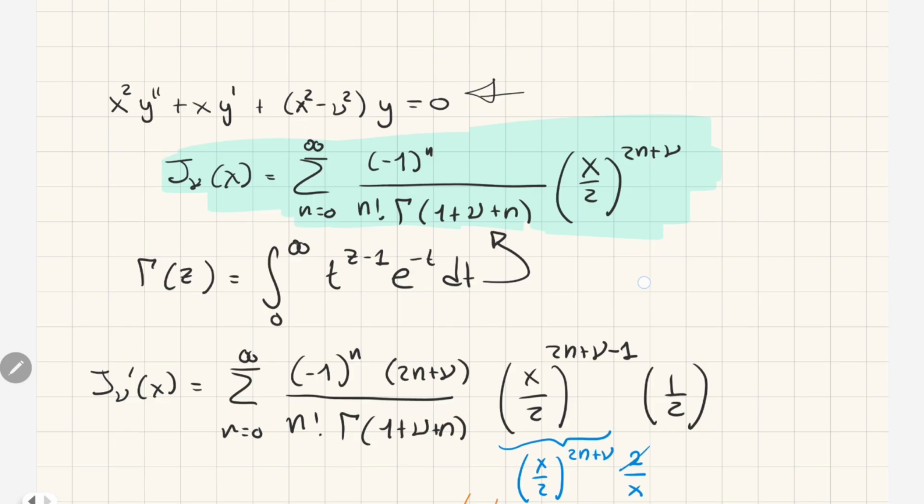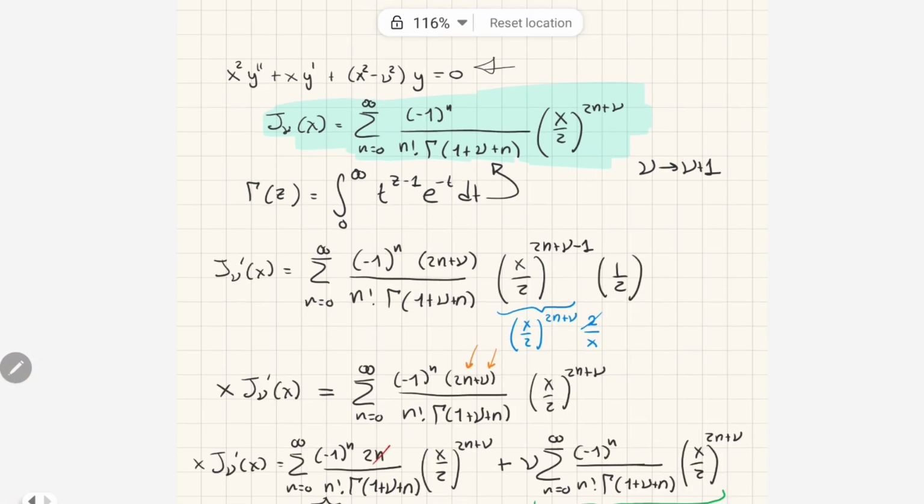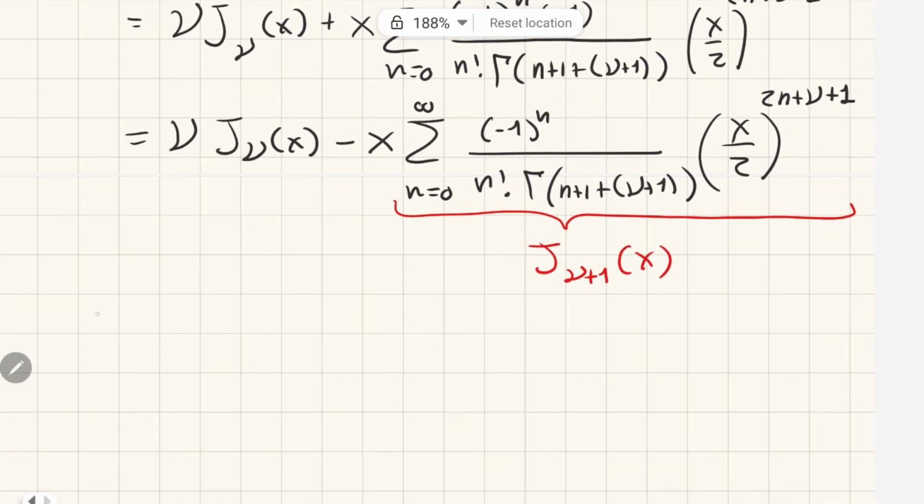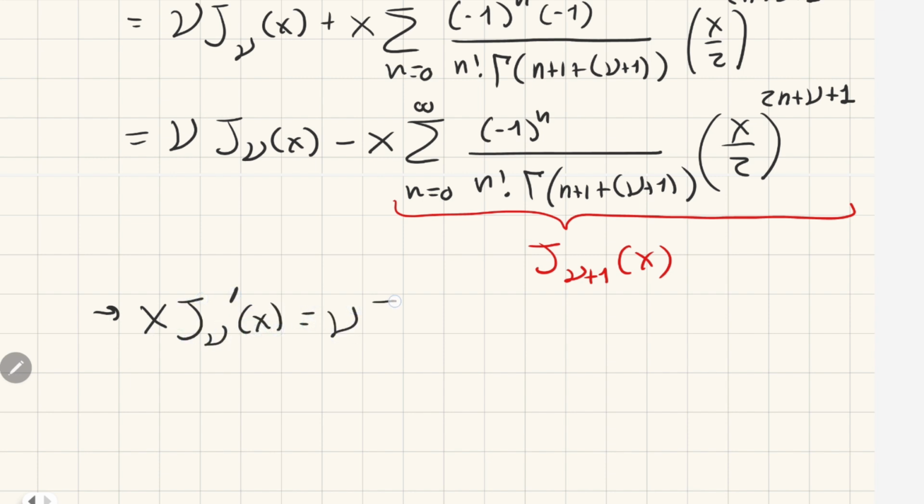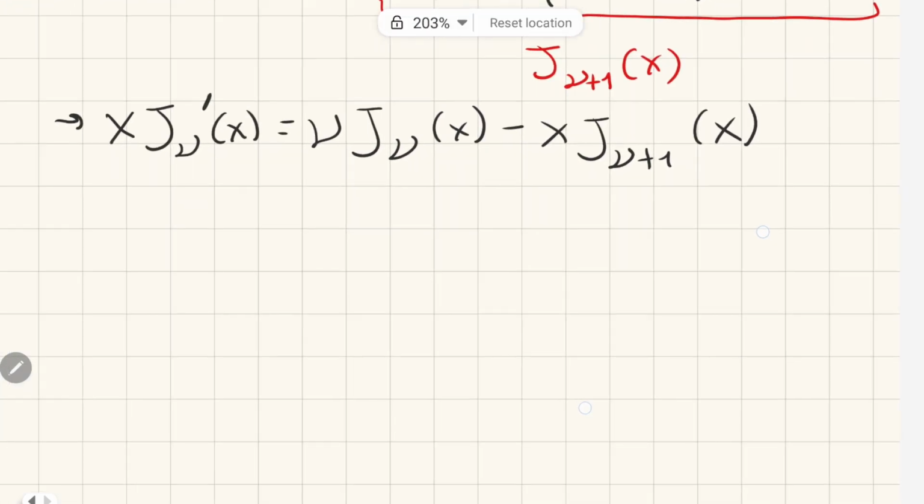Because according to the definition that we had, if we take the change of nu for nu plus 1, right, we will get, well, exactly this expression that we found. So that means that x J sub nu prime of x is equal to nu J sub nu of x minus x J sub nu plus 1 of x. Okay, perfect. So I think this is already a very, very important result that you will see very often when you work with Bessel functions.